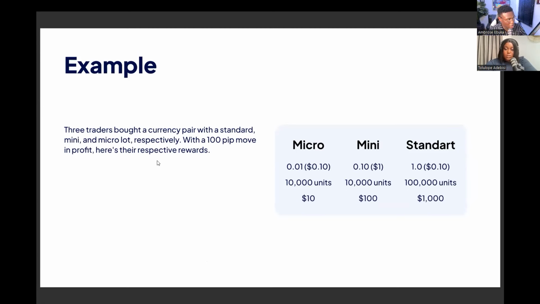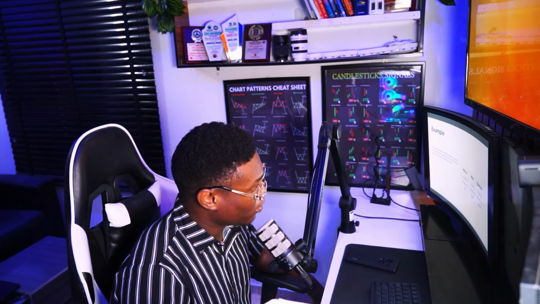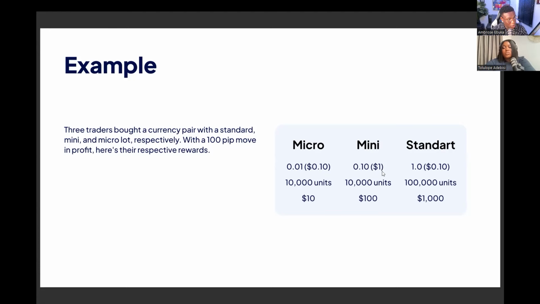Now, if you look at these three examples of traders, you would see that in this example, three traders bought a currency pair with standard, mini, and micro lots respectively, with a 100 pip move in profit. Here are their respective rewards. The micro lot trader used 0.01 lot size, and with a 100 pip move, he got $10. Right, this is 1,000 units. The trader with the mini lot size, his value per pip is $1. This is the lot size, 0.10.